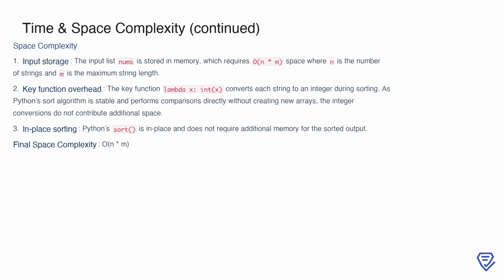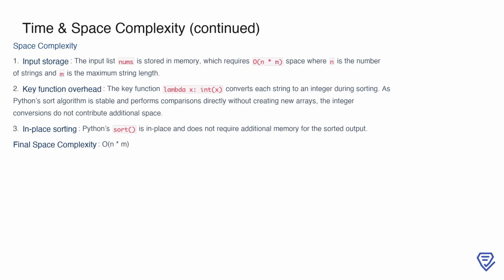Let's now discuss the space complexity of the solution. First, we have the input storage. The list nums is stored in memory, and since each string can have a maximum length of m, the total space required for the input is n * m. Next, there is the overhead of the key function. The custom key function converts each string to an integer during sorting, but Python's sorting algorithm performs comparisons in place and does not create additional arrays.